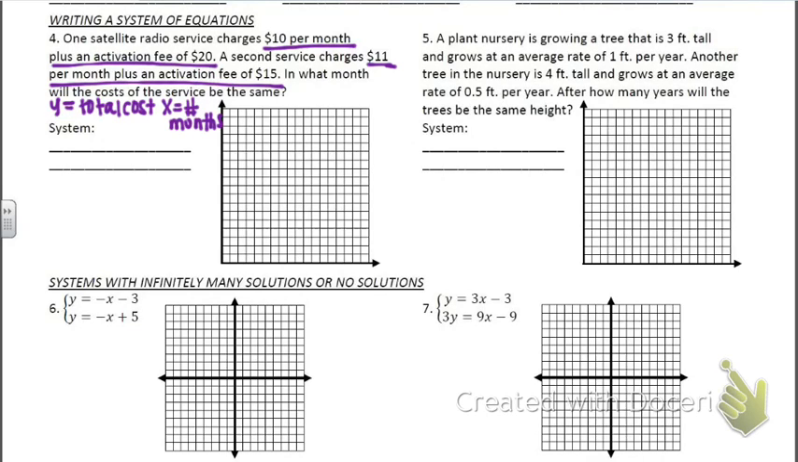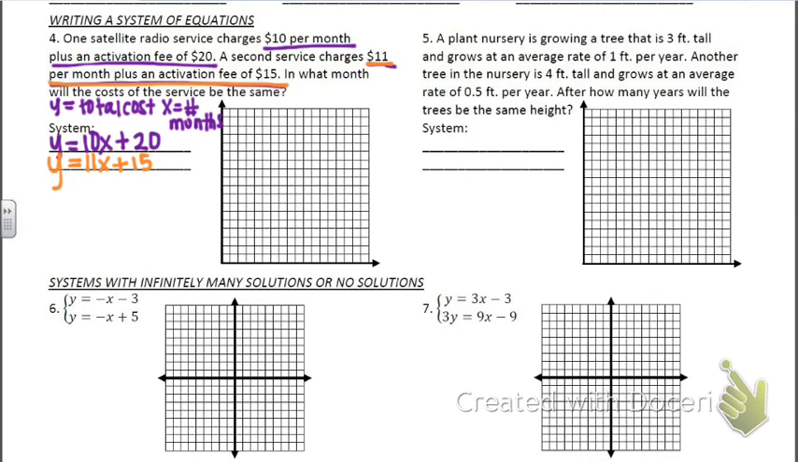So if I'm charging $10 per month plus an activation fee of 20, that first equation is going to be Y equals 10X plus 20. So $10 per month plus $20. And then I'm actually going to change the colors here. I'm going to use orange for the other one. The second equation is going to be Y equals, how much do they charge per month for the second service? 11. So 11X plus, what's the activation fee? 15.